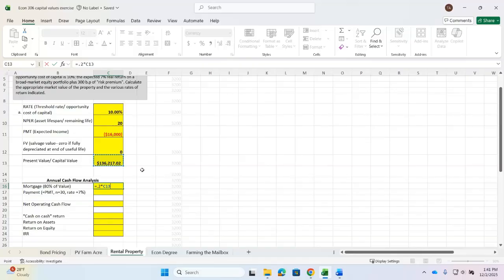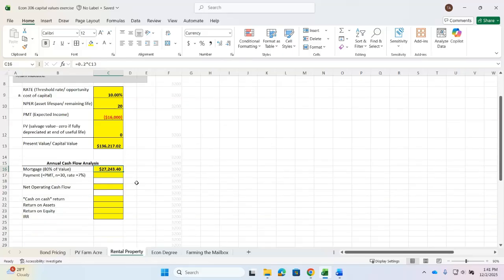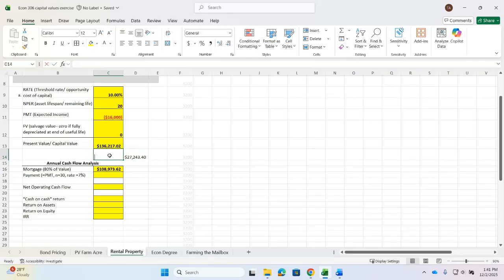And we'll just say we make an offer of 136,217 and it's accepted. So we have to come up with 27,243 as the down payment. Wait, I want this to be the mortgage. So actually I'm going to multiply 80% times. Oh yeah, I remember why. I'm calculating the mortgage here, the down payment. Maybe I'll write the down payment in over here. 0.2 times, equals 0.2 times. Okay, so let's do that. This is the down payment. And then this is the mortgage.